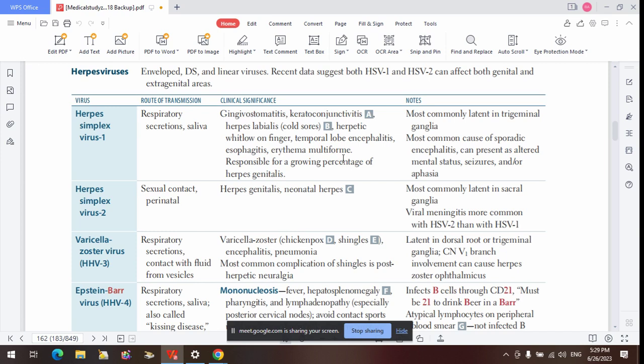Do we remember? Erythema multiforme. Hello? Can you, guys, hear me? Do we remember the organism that can cause Stevens-Johnson? Dr. Oluwatobi, we can hear you.